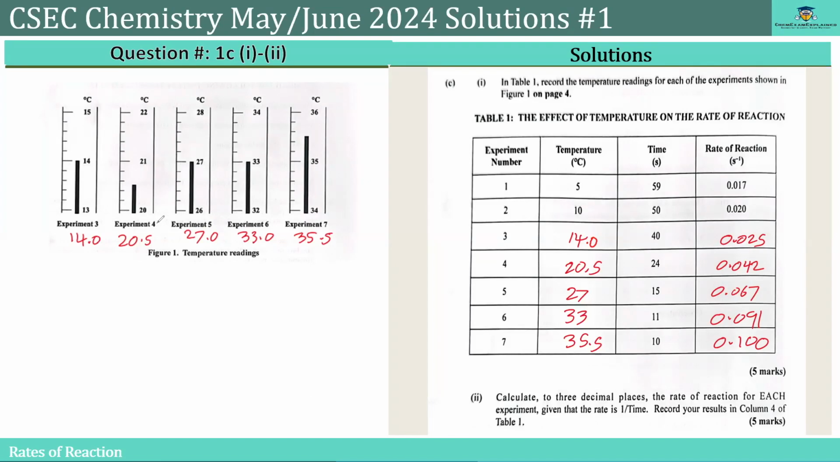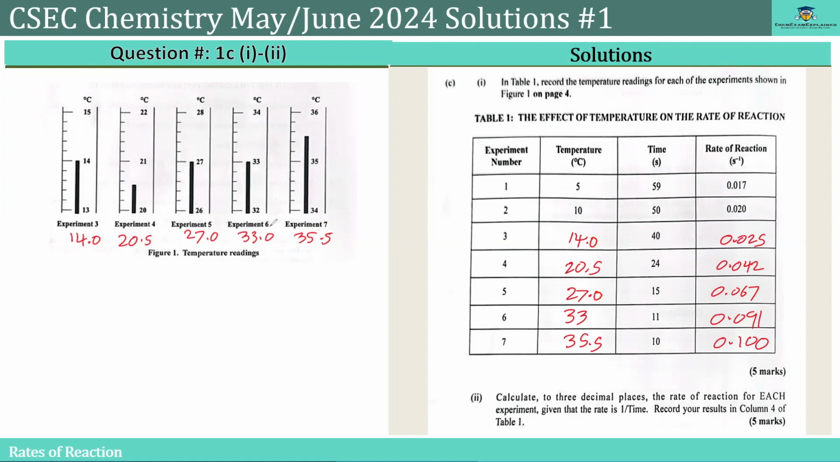For experiment 4, we start at 20. So we have 20.2, 20.4. But notice that the reading stops in between these 2 points. So that is going to be 20.5. And that is placed in the table. For experiment 5, we have 26.2, 26.4, 26.6, 26.8, and 27. And that is 27.0. That is placed in the table.